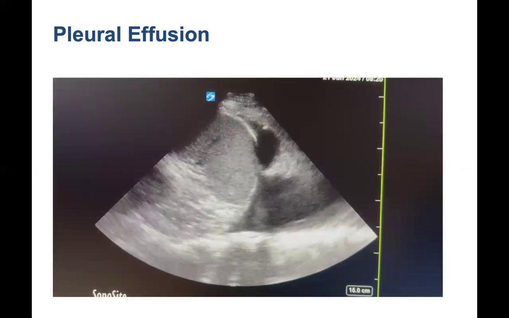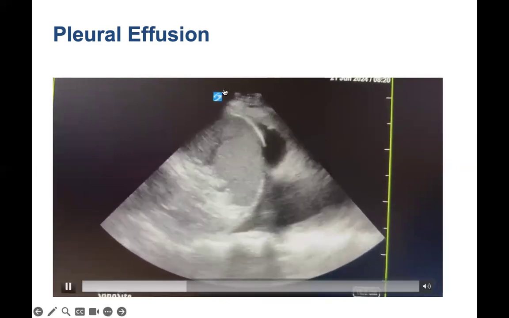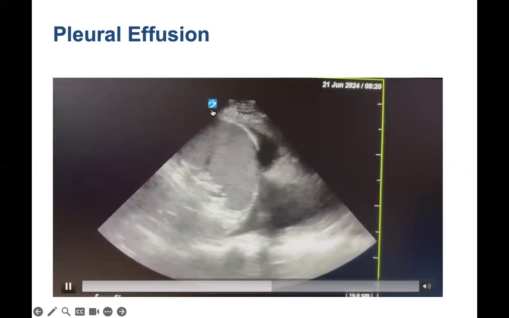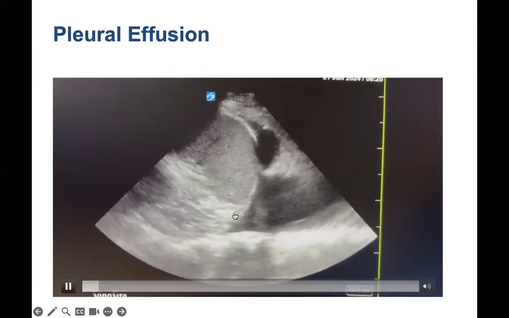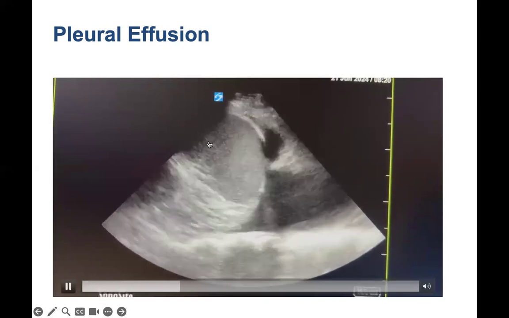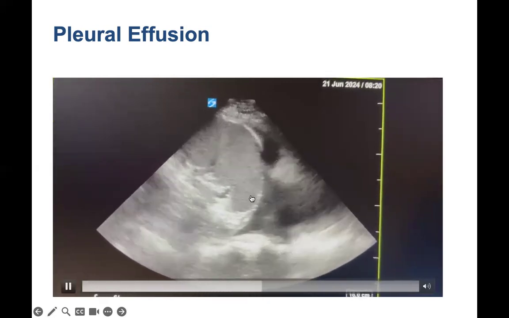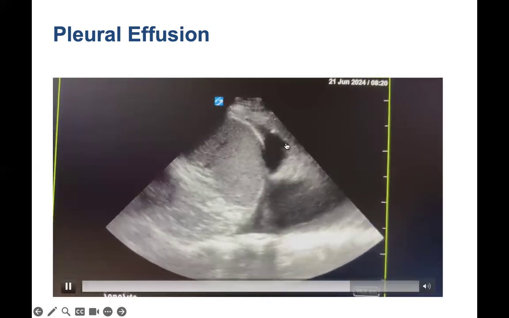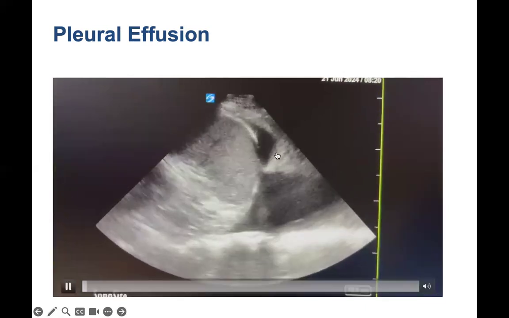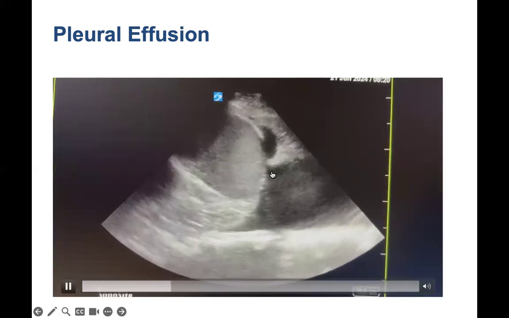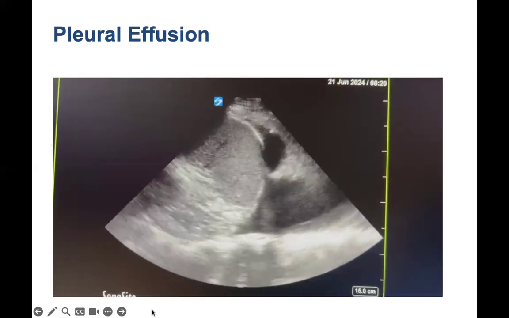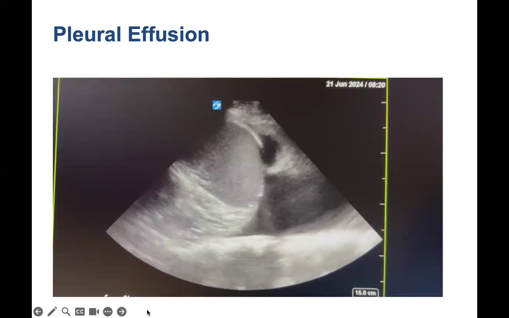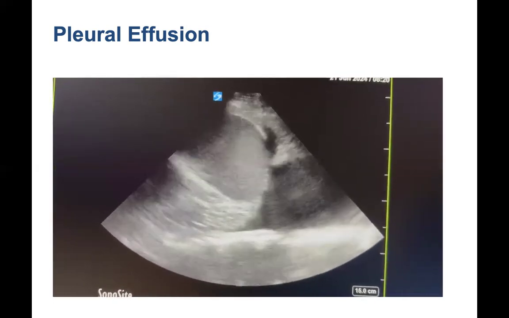Here's another image. Again, this is actually oriented opposite of how I would recommend. Here's the indicator on the left side of the screen. So this should be towards the head, but it's instead towards the feet. Again, you have the abdominal organ. Looks like spleen. Your lung here is consolidated, and you see a large pleural effusion here surrounding the lung. So another example of a pleural effusion.